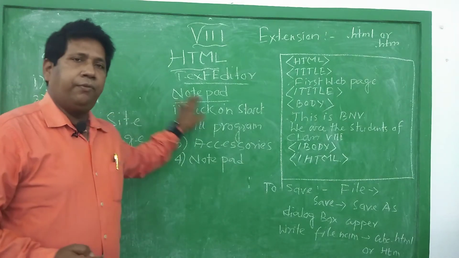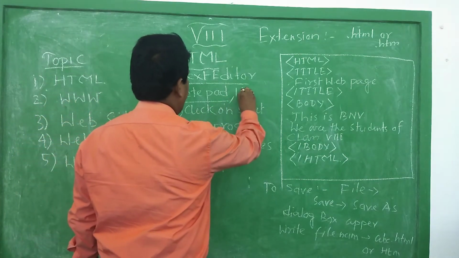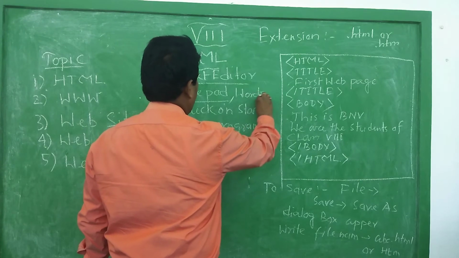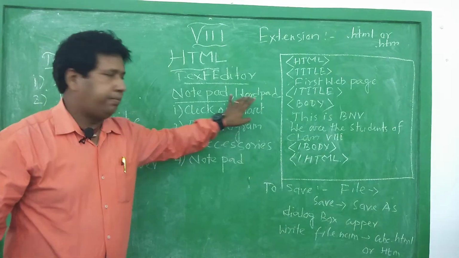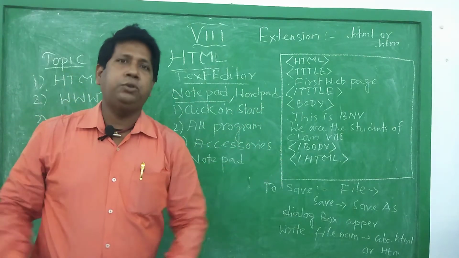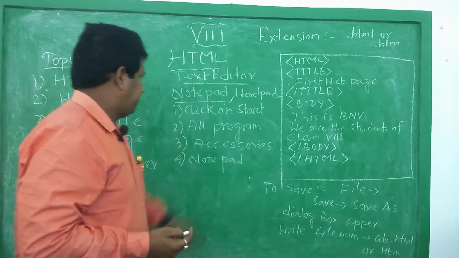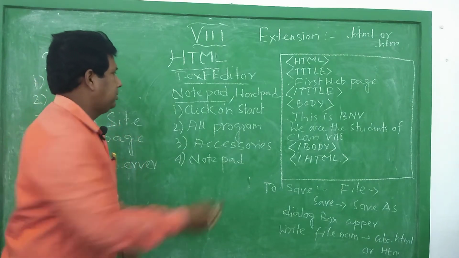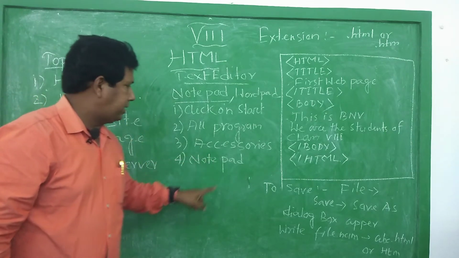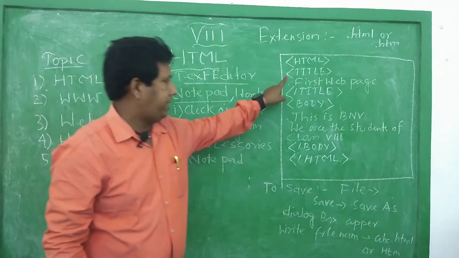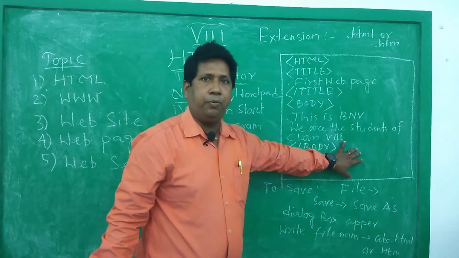In HTML, we can use two text editors. One is Notepad, the other is WordPad. Basically, Notepad or WordPad is used to create web pages, or we can write all the script in this text editor. How to open Notepad? Just click on Start, All Programs, click on Accessories, and you can find Notepad. After that, you can see this type of display over here. See, this is the first formation, an example of a web page.